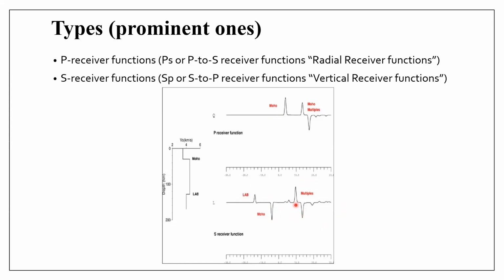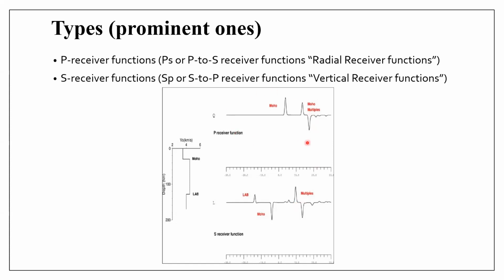So there is one advantage for the S wave receiver function: S wave receiver functions are considered to be free from the multiples, and they can also be used to image the upper mantle structure because they have a higher wavelength if you compare them with the P wave receiver function.